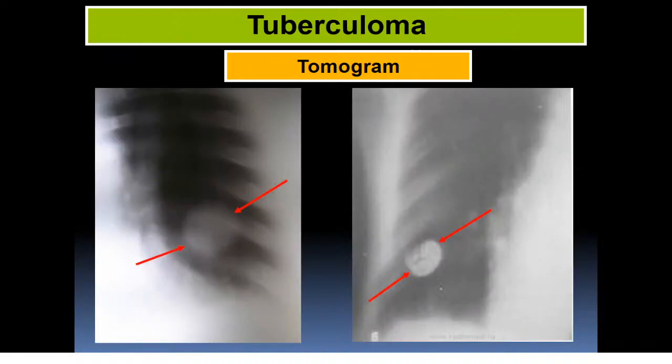On these tomograms, we can see round formations also. On the left tomography, we can see a homogeneous round formation, homogeneous tuberculoma. On the right photo, we can see a round formation also, but this formation is very, very dense with islands of petrification. This is calcified tuberculoma.